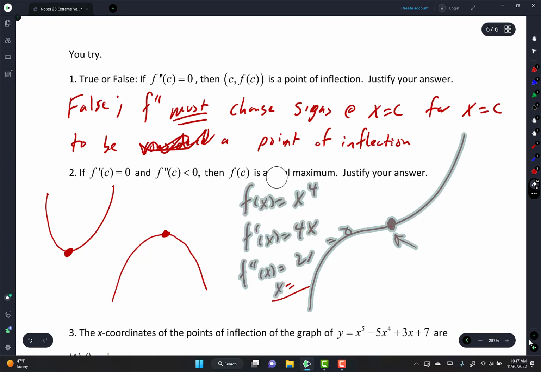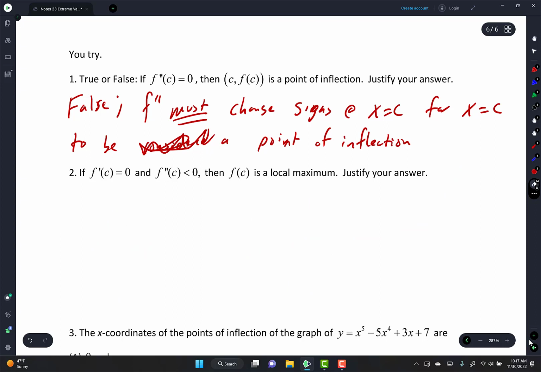All right, let's see what the next question says, guys. The next question says, if f prime of... okay, so here you go, Tovar. This is your question here. If the first derivative is 0 and the second derivative is negative, does f have a local max?